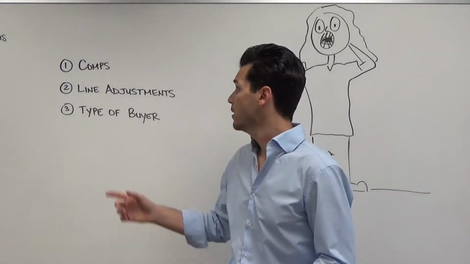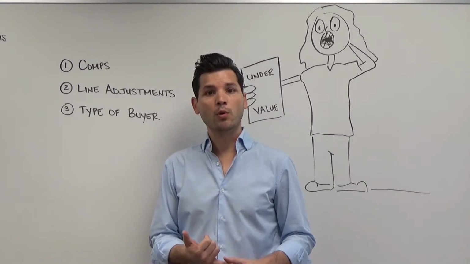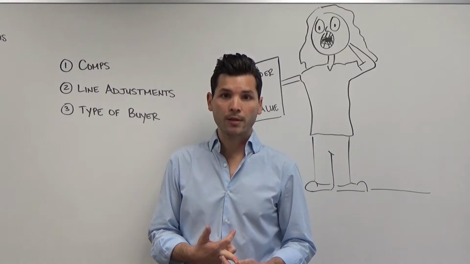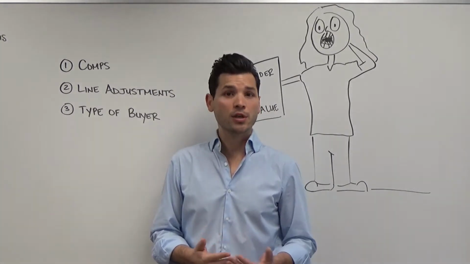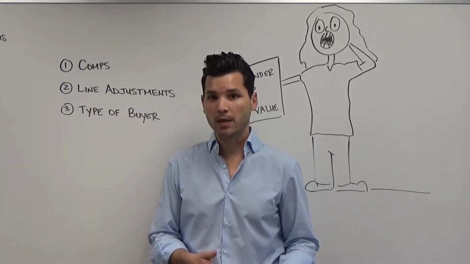Next thing you want to look at are the line adjustments that were made by the appraiser. These are adjustments for square footage, bedroom and bathroom count, the location of the property, any upgrades made to the home. Because at the end of the day, an appraisal is just an opinion of value, and it's that appraiser's opinion as to what those adjustments should be.